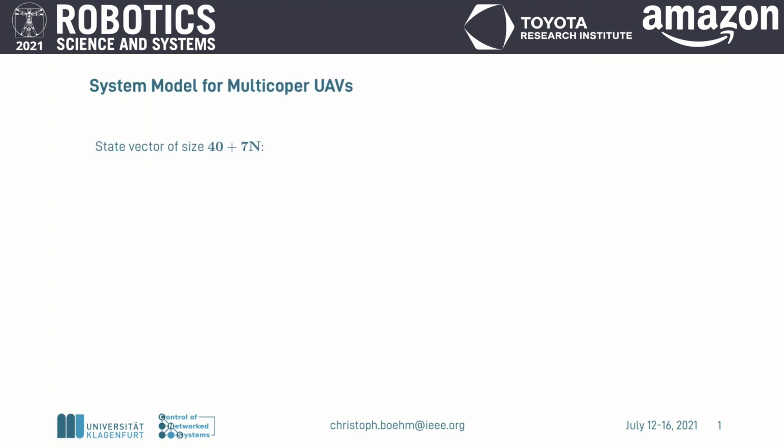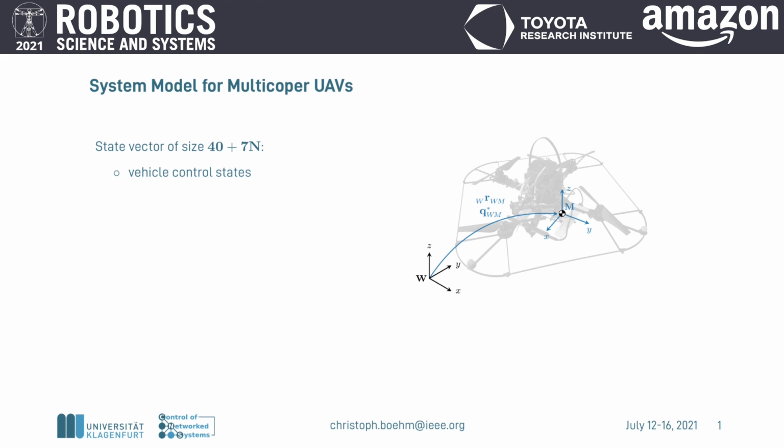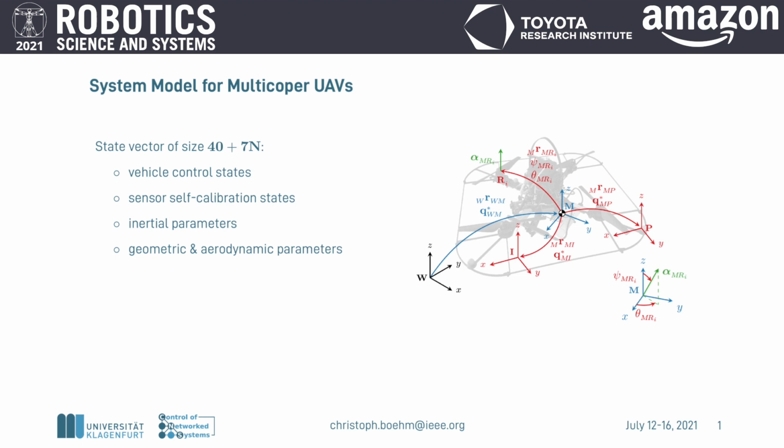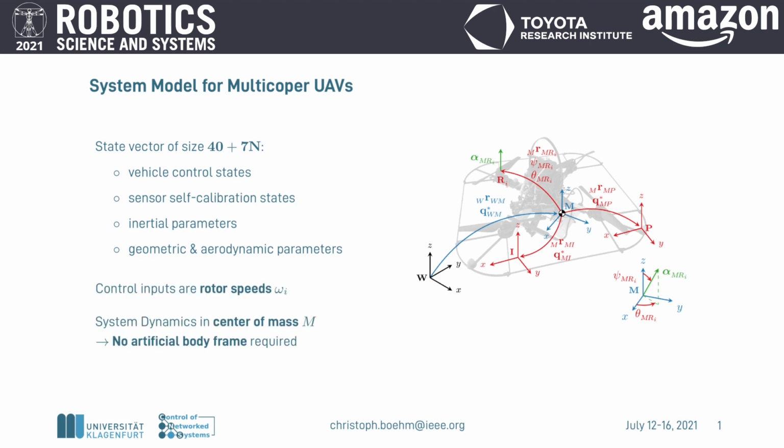Our approach estimates a state vector of size 40 plus 7 times n rotors. It includes vehicle control states, sensor self-calibration states, inertial parameters, and geometric and aerodynamic parameters of each rotor. Newton-Euler equations model the system dynamics with the rotor speeds as input. All other states are static except the drifting IMU bias.